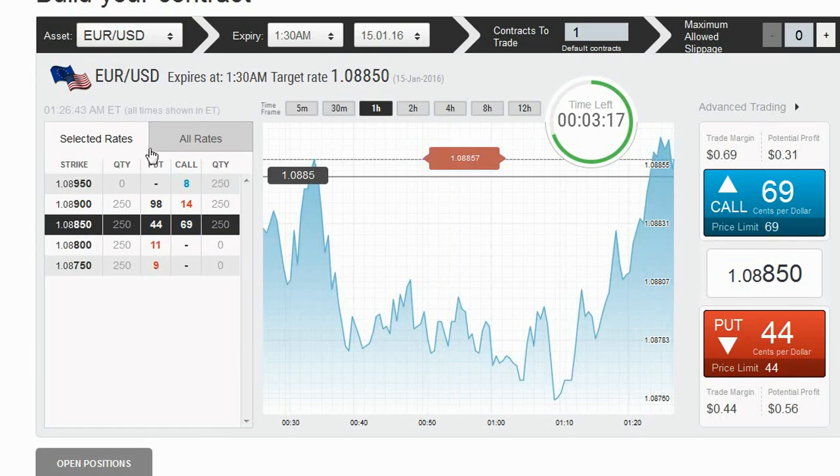Now, here goes another tip. When I'm trading off of the spot option platform, I am not going to use the selected area here.